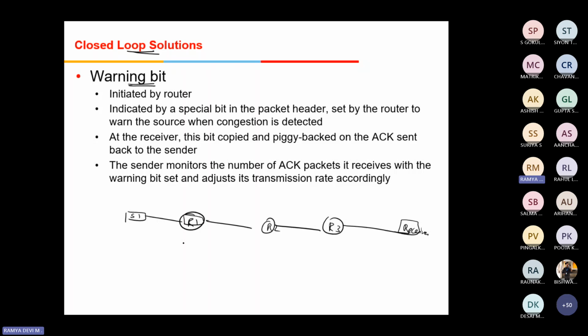Whenever a router is detecting congestion, for example a high queue length or the buffer is running out, in that case it will be setting a special bit in the packet header. That bit is called the warning bit. So the packet P1 is transmitted by the sender.